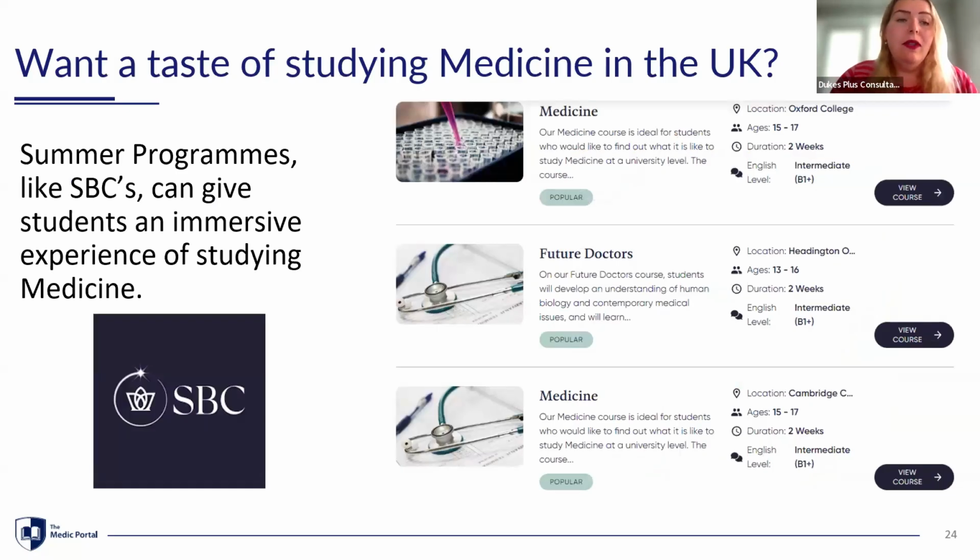If you'd like a taste of what it's like to learn medicine, then I invite you to look at some summer programs. For example, summer boarding courses, or SBC, have an opportunity to learn what it's like to study medicine here in the United Kingdom over the summer vacation. And if it's not SBC, there'll be other providers as well, but just an opportunity for you to think about what it is like to study medicine.